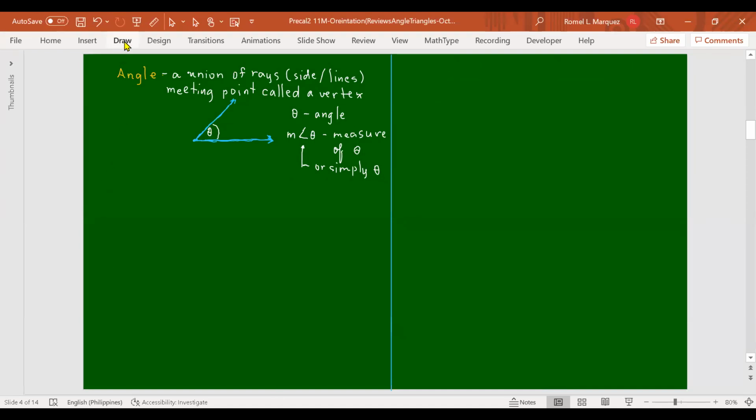Angles are classified. One way of classifying angles is according to the amount of rotation, meaning size. And this is the size or amount of space in between the lines. Kinds of angles according to size or amount of rotation. Give me those angles according to amount of rotation.